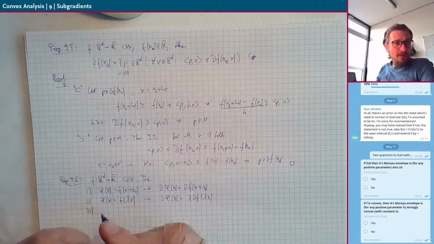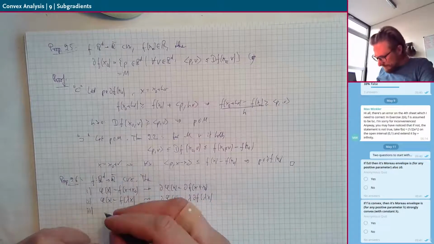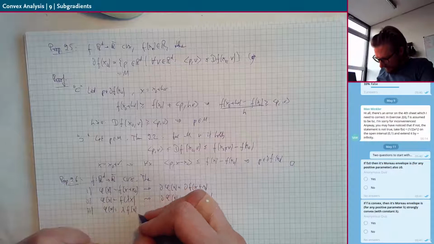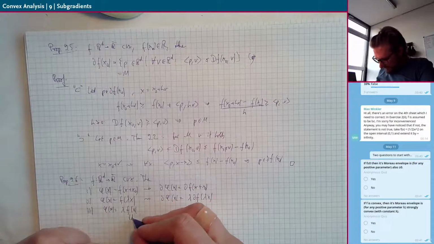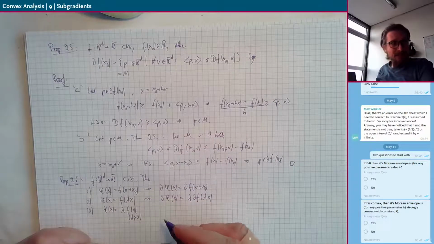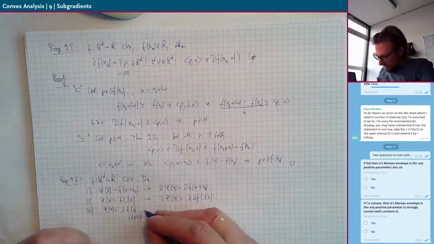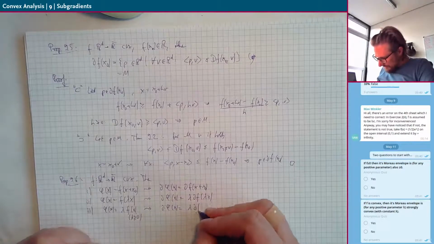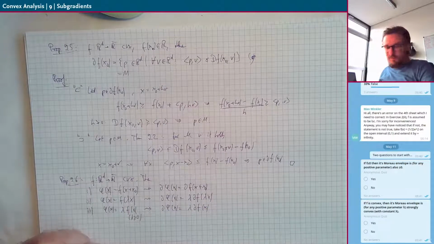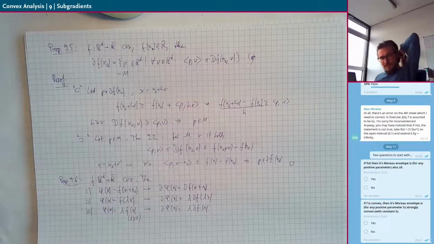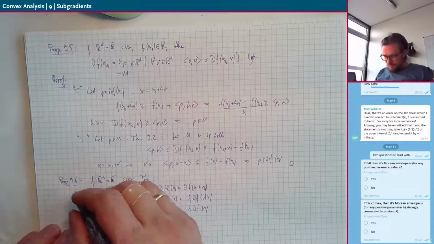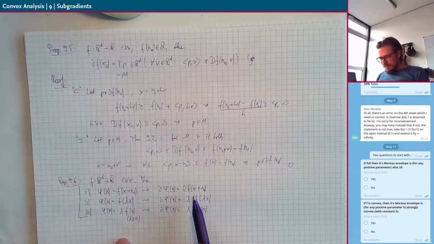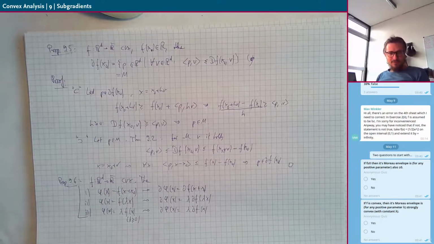And the third one is even simpler: if phi of x is just scaled from the outside, and here you need lambda non-negative for this to work, then this gives you that the subgradient is just the scaled subgradient. That's totally straightforward. All of this is a standard, direct consequence of the definition, so just writing down what it means to be in here, and you see that it's actually the same thing. So it's really, really straightforward.